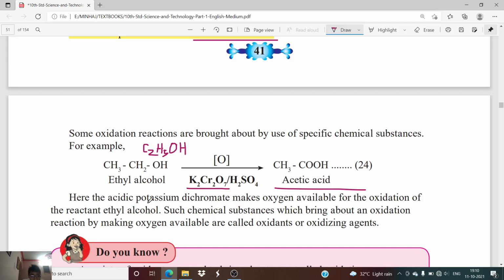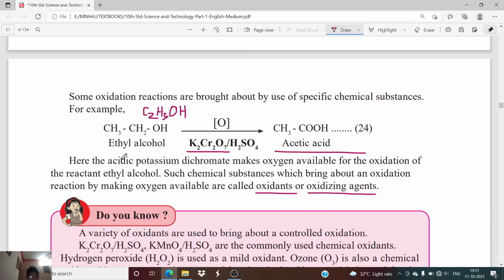Now in this reaction, acidic potassium dichromate is the provider of oxygen to the reactant. So in that case we will call this potassium dichromate an oxidizing agent or oxidant. Any compound or chemical which is going to provide oxygen to the reactant for an oxidation reaction, we will refer to that chemical substance as an oxidant or oxidizing agent.